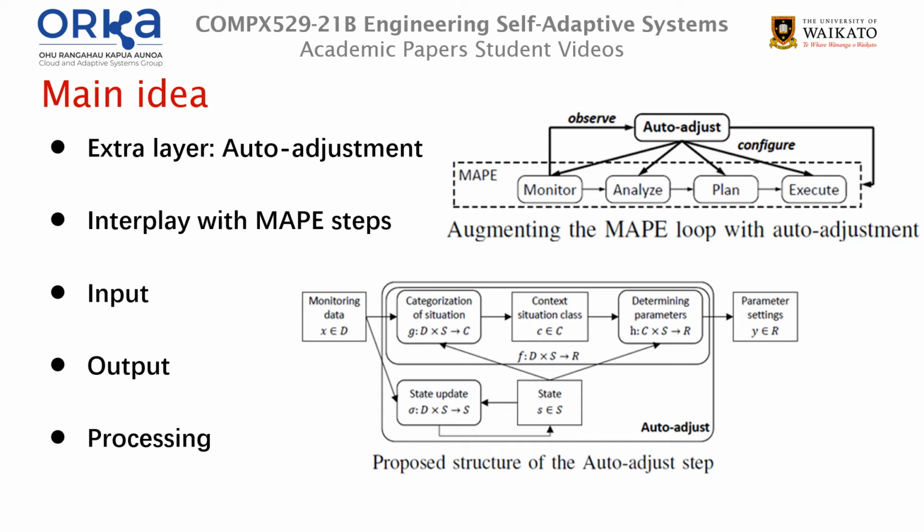The processing logic is shown in the second picture. Let the input of auto-adjust be a vector X of monitoring data from some domain D. The output of auto-adjust is a vector Y of parameter values in the range R. For example, auto-adjust identifies servers that are likely to become overloaded soon, quickly finds a plan for task allocation, and determines appropriate parameter settings based on the situation.